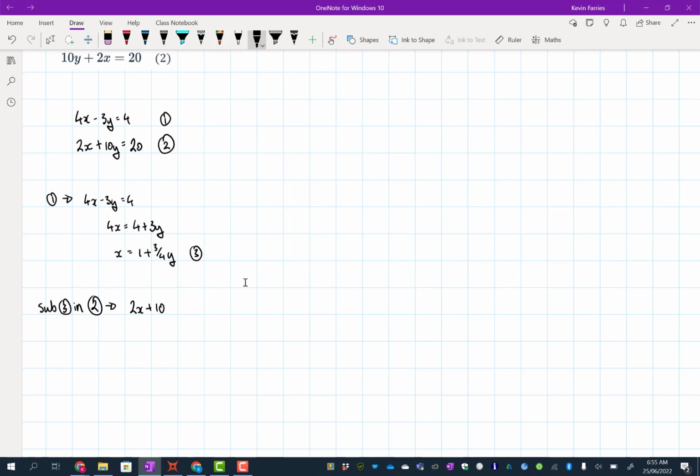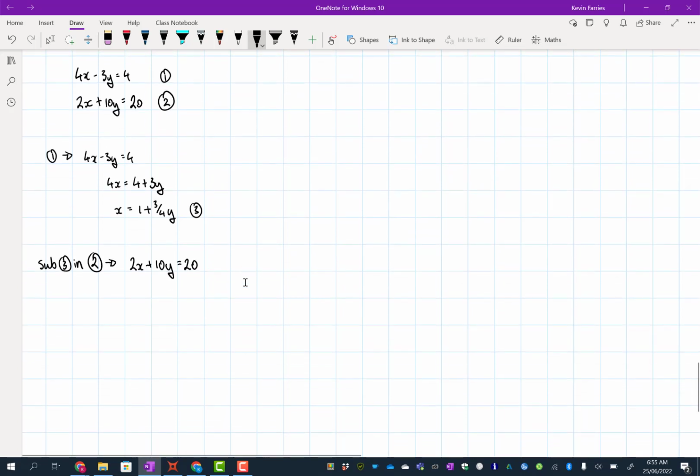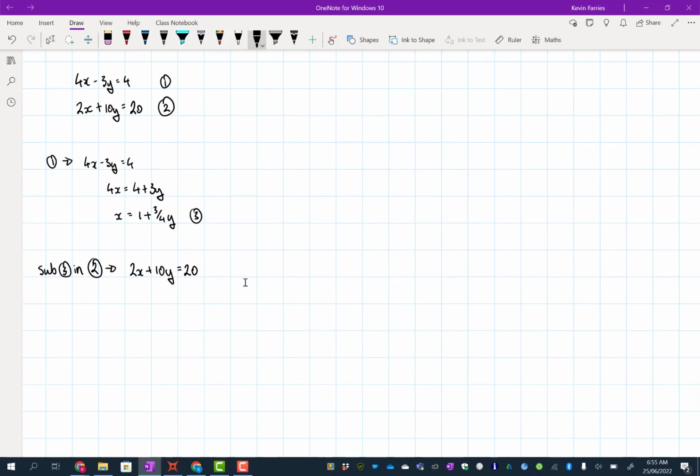Just because I'm doing this, people need to be able to follow what I'm doing. I'm writing everything out in full all the time. You probably don't have to if you can make that jump, as long as you're confident you're not going to make any mistakes. So 2x plus 10y equals 20. And we're going to put the 3 in where we see the x. We're just going to replace it with what x equals. So that's going to be 2 times 1 plus 3/4 y, and it's 2 times all of that, plus 10y equals 20.